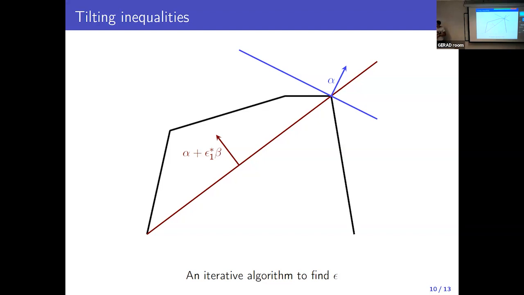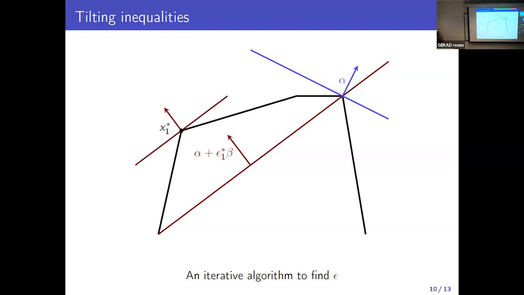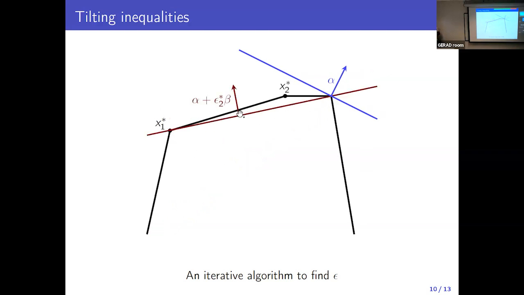The next step is to optimize over the polyhedron for which you want to tilt, along the direction alpha plus epsilon 1 beta. That's just solving a set covering problem, if this polyhedron is a set covering, with the objective function alpha plus epsilon 1 beta. Then you obtain a point that is going to maximize this function, and you're going to change the epsilon to get the inequality to pass through this new point.